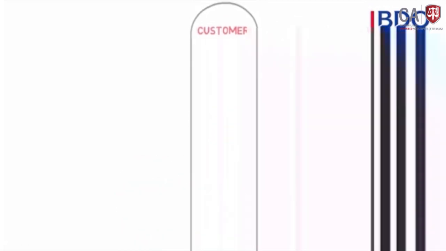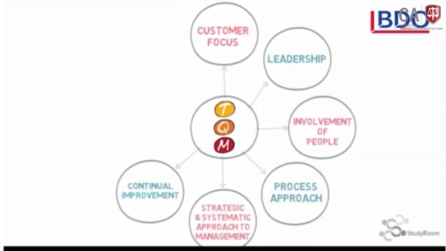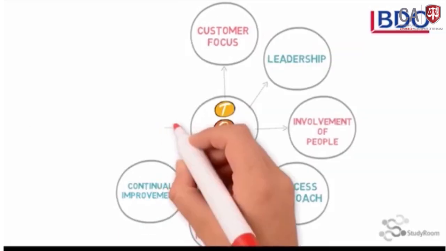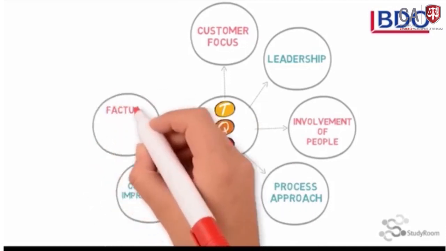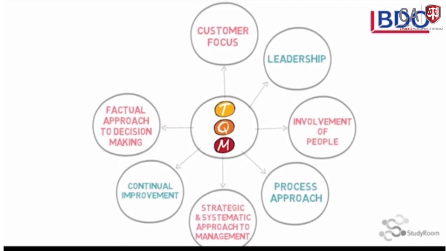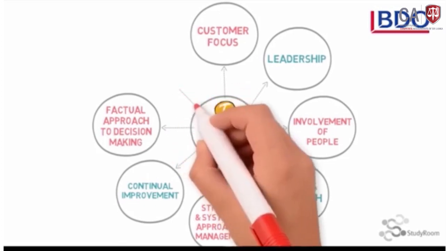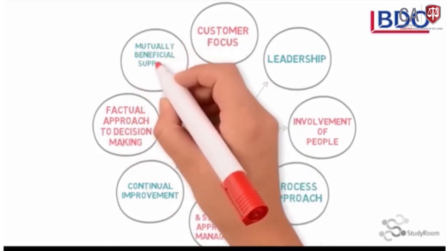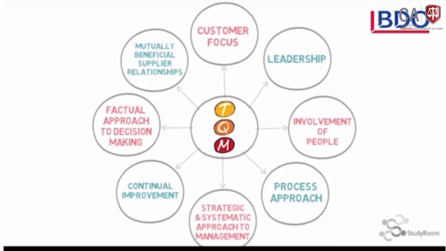The sixth is continual improvement, creating a culture of continuous improvement for 0 defects, 0 errors, and 0 accidents. The seventh is factual approach to decision making, meaning decisions must only be based on accurate, relevant, and reliable data and information. And the eighth principle is mutually beneficial supplier relationships, where both the company and the supplier can benefit from one another's resources and know-how, resulting in value for all.